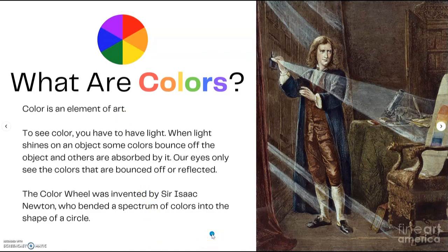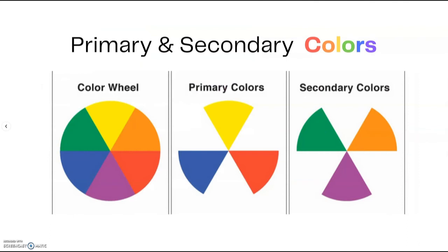Now let's learn more about the color wheel. The color wheel consists of primary and secondary colors. We can see on the left our color wheel, and when you break it down into each of the 6 sections, you will find 3 primary colors and 3 secondary colors. Let's talk about the primary colors first. So the primary colors are yellow, red, and blue.